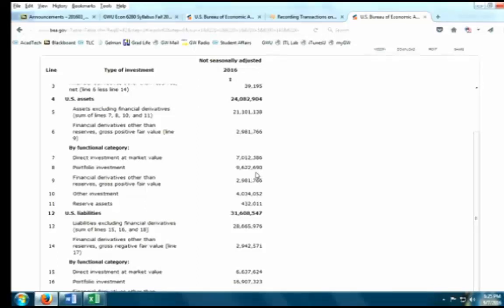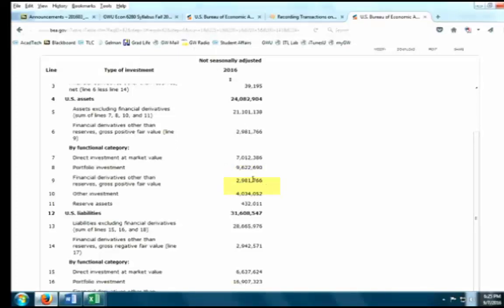Portfolio investment is going to be less than 10% ownership share. It's going to be both securities like bonds, but also stocks. It's both debt and equities. And it amounts to almost $10 trillion worth of holdings of portfolio investment abroad.